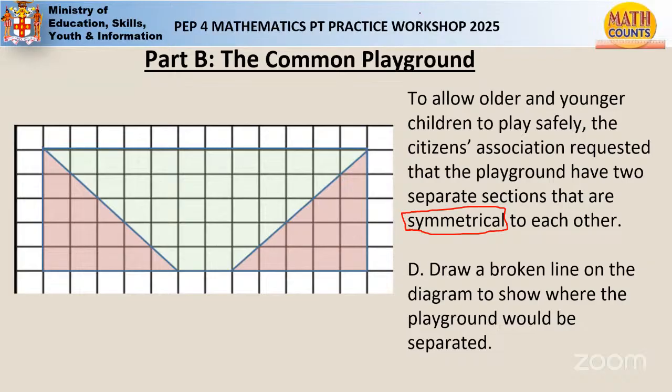Symmetrical means that both sides must look the same. Now, when you cut the shape, each side must look equal. So when we cut it, each side must be equal. It must be the same.